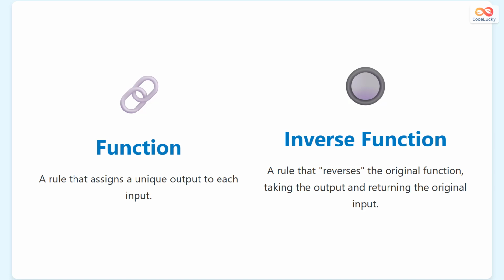First, let's quickly review. A function is a rule that takes an input and gives you a specific output. An inverse function does the opposite. It takes that output and brings you right back to your original input. Think of it like locking and unlocking a door.